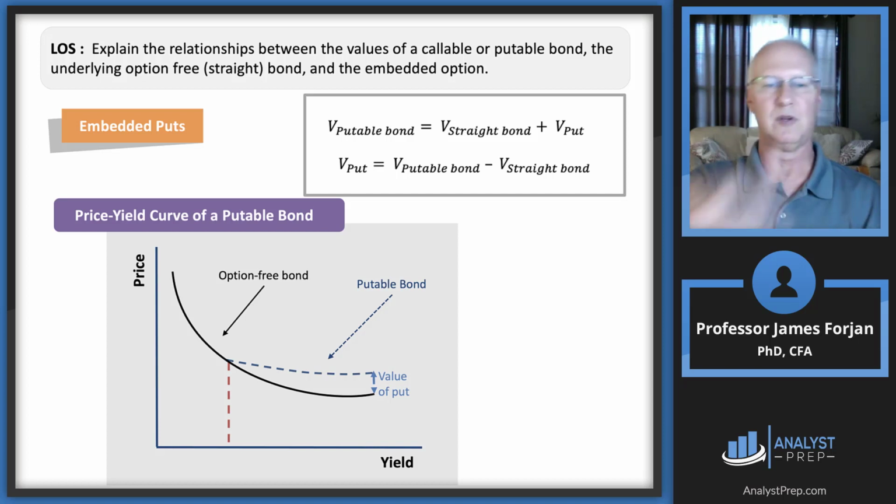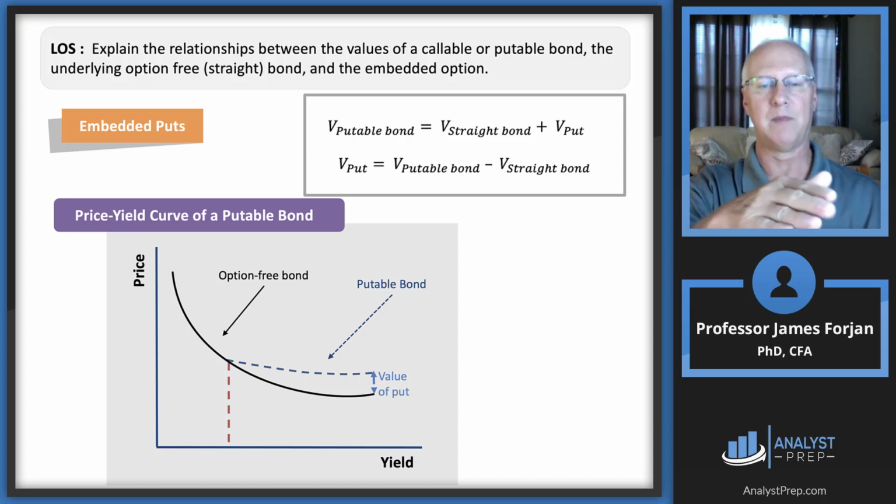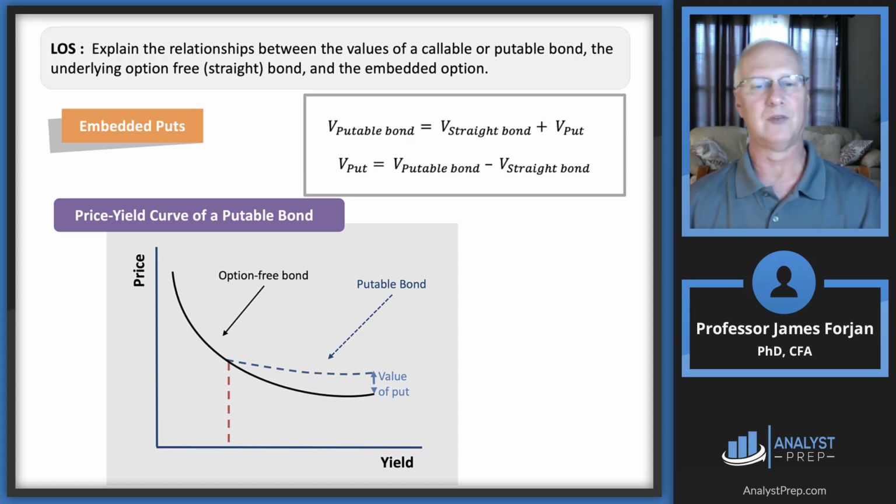So there's the option-free bond, our regular old black curved line. But for a putable bond, when yields go way up, then the value of that putable bond will increase, so it has more of a positive convexity, right? So let me toggle back and forth here, right?